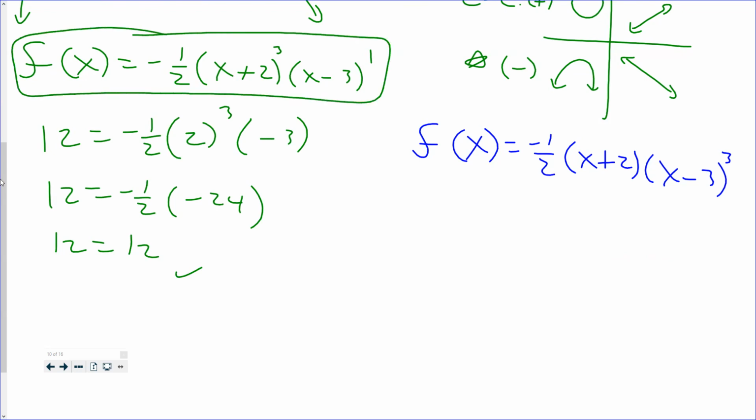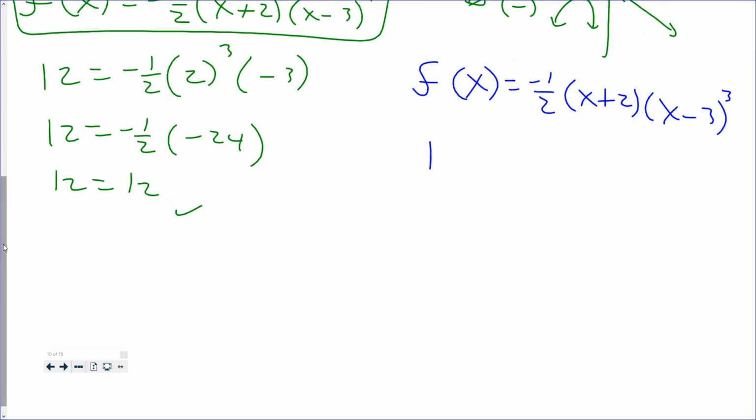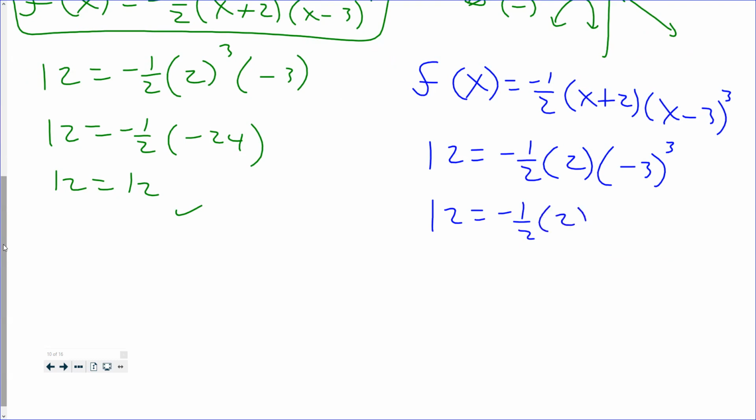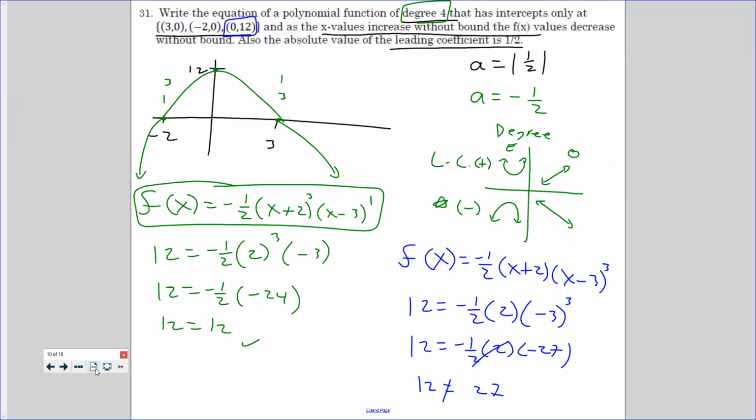But I'm going to go ahead and solve out the other side too, so I want you guys to see what's going to happen if it doesn't work out. So I'll plug in the same point, 0, 12. So 12 will equal negative 1/2. 0 plus 2 is 2. 0 minus 3 is negative 3, all cubed. So what you get is 12 equals negative 1/2 times 2 times negative 3 cubed, which is negative 27. These cancel out, and you're left with 12 equals positive 27. That's not true. That's why the blue one isn't going to work, and your answer is going to be what's boxed in green.